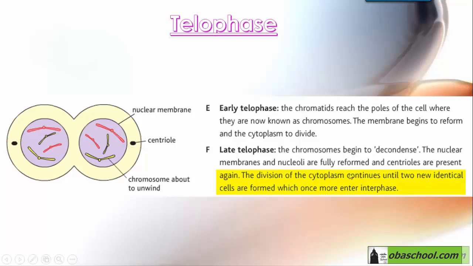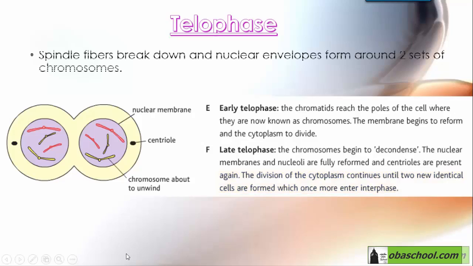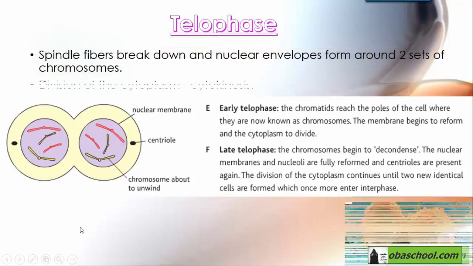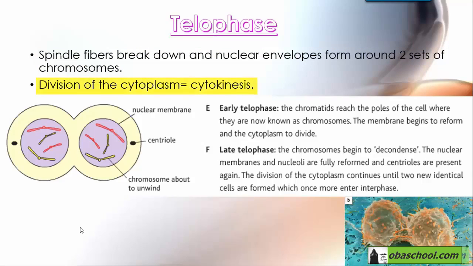The cytoplasm will continue to divide until the cell is fully divided into two separate cells, and then each of these two separate cells can once again enter interphase. The spindle fibers are going to break down, and the nuclear envelopes are going to form around each set of chromosomes. And after the division of the nucleus, we had the division of the cytoplasm in the process called cytokinesis.